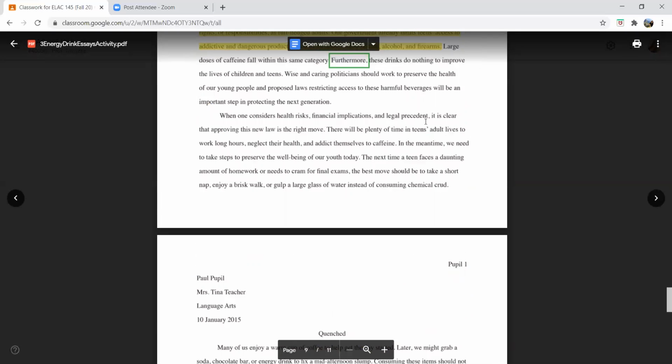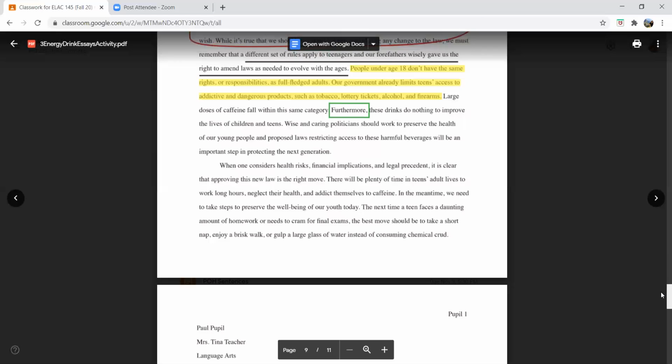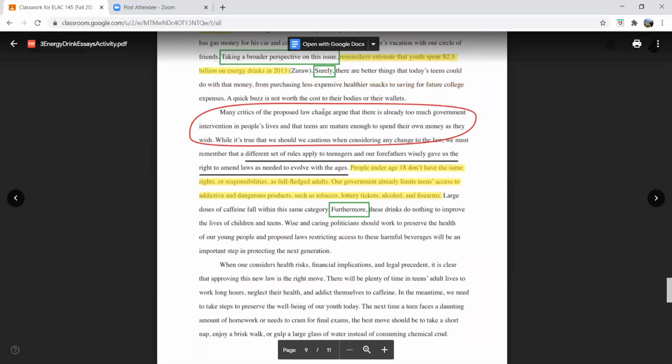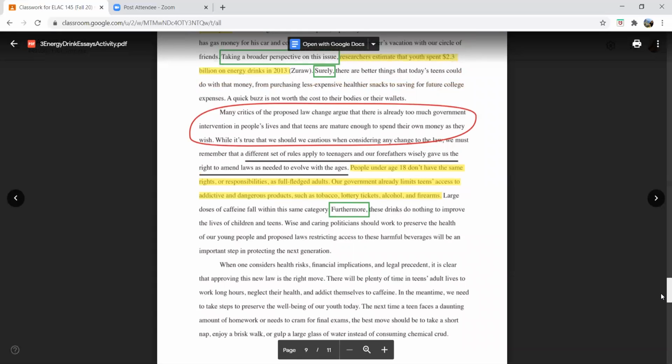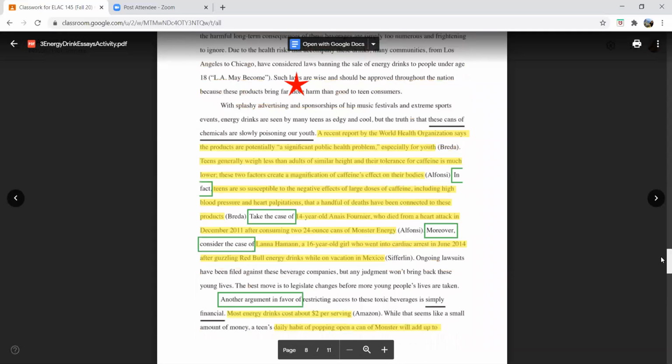Final one, legal precedent, that's something about laws. So that final body paragraph, the reason should be something about laws. Different set of rules, laws, boom. Okay. I didn't even read this essay right now, but I can see it follows a clear format.